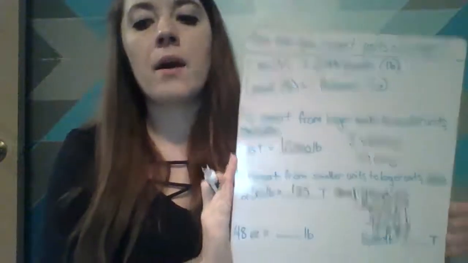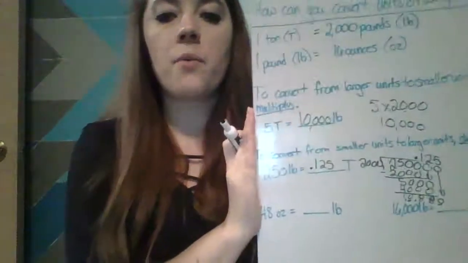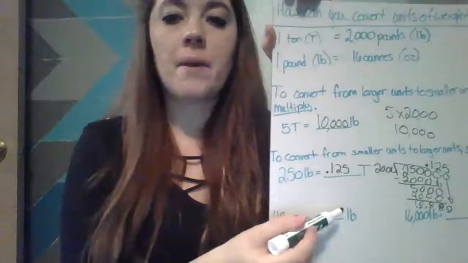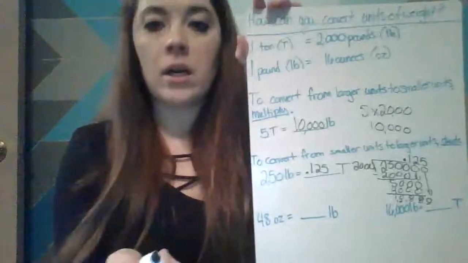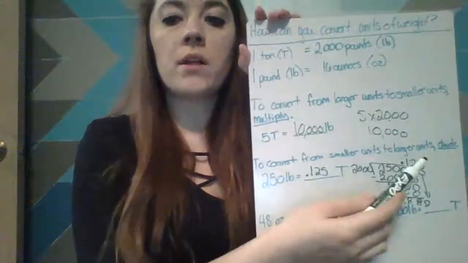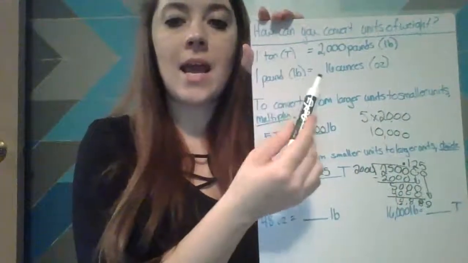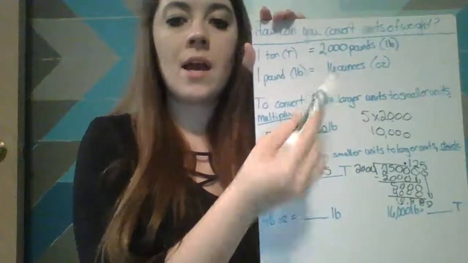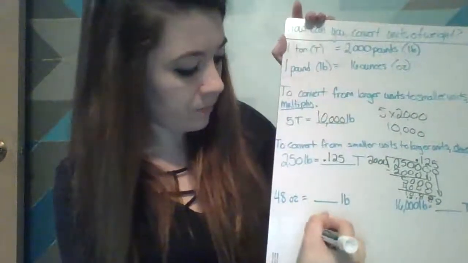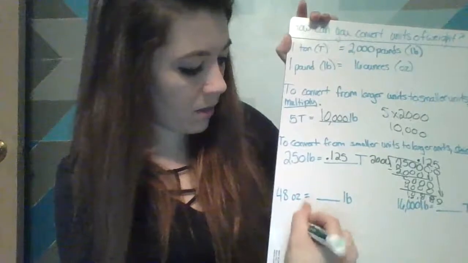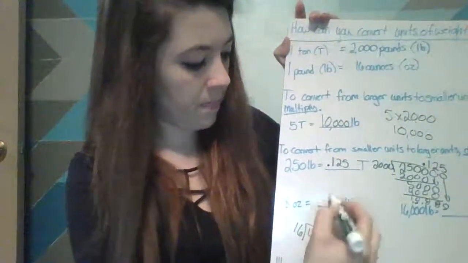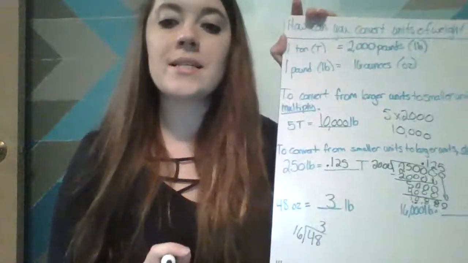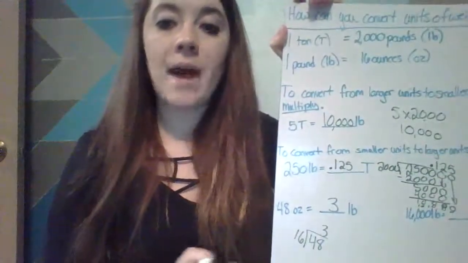All right, now a couple more to practice with. So we have 48 ounces equals how many pounds? So is ounces smaller or larger than pounds? It's smaller. So to go from smaller to larger, we divide. So we're going to take our 48 ounces and divide by 16. And 16 can go into 48 3 times. So 48 ounces is the same thing as 3 pounds.